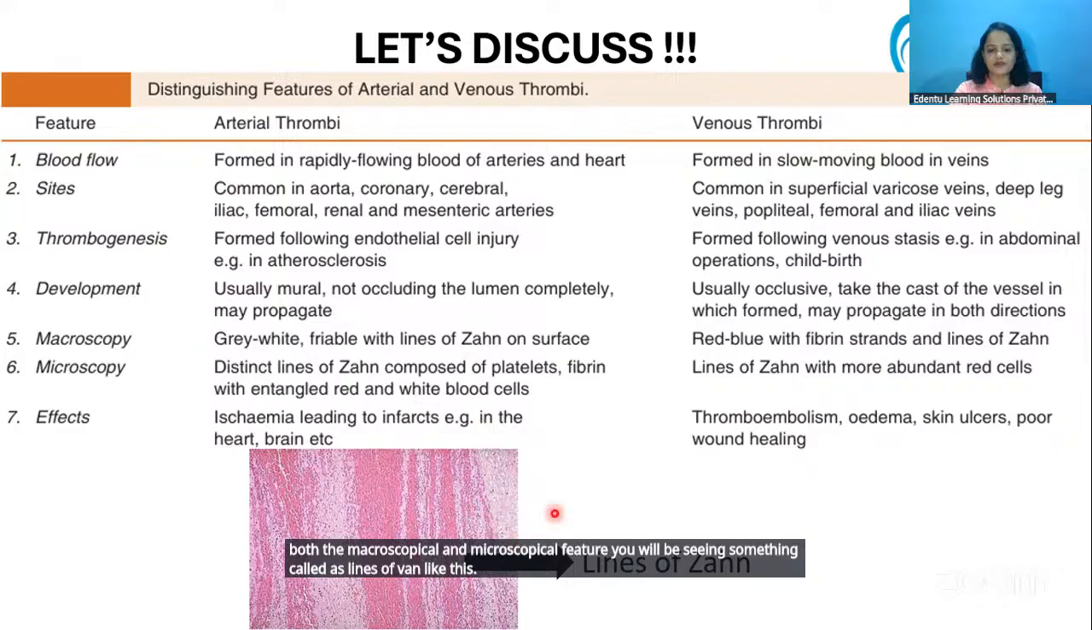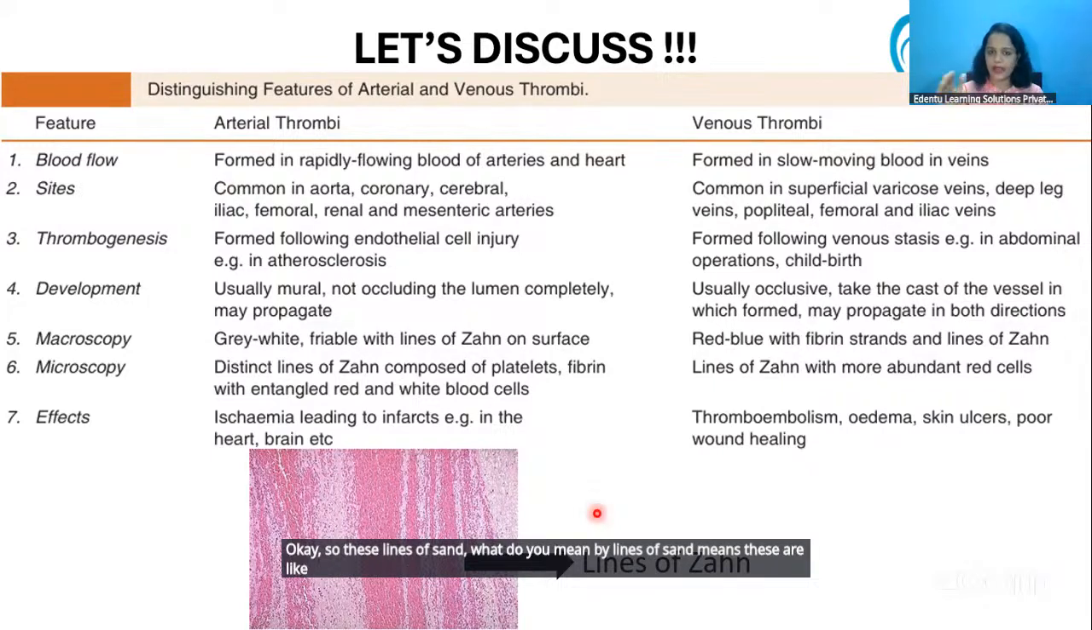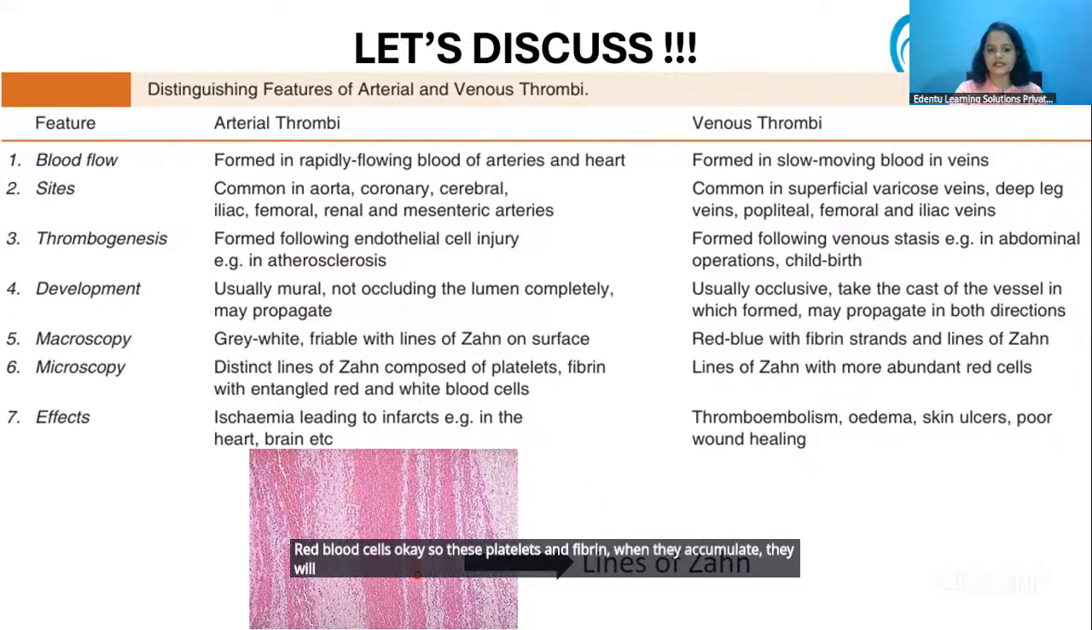So what do we mean by lines of Zahn? These are distinct red and white lines that you'll be seeing in the arterial thrombi in both the macroscopical and microscopical features. These lines of Zahn are mainly formed by platelets, fibrin and red blood cells. The platelets and fibrin, when they accumulate, form white lines like this, and the red blood cells form the red lines like this. So alternating white and red lines can be seen in these lines of Zahn, which is a characteristic feature of arterial thrombi and also of antemortem thrombi.